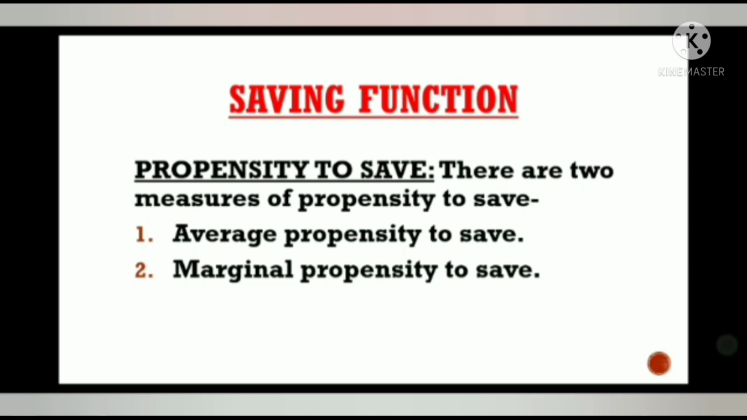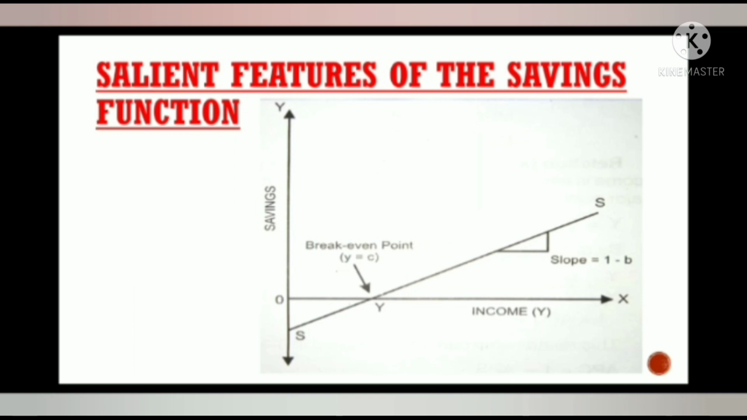Next, salient features of the saving function. There is a direct relationship between income and savings. As income increases, the level of savings in the economy also increases, but by less than the increase in income. It means as income increases, the proportion of income saved increases. At any level of income below the break-even income, savings are negative, and at income levels higher than break-even income, savings are positive. Saving can never be equal to or more than national income. The slope of the saving function is given by MPS, which is constant and equal to 1 minus b.